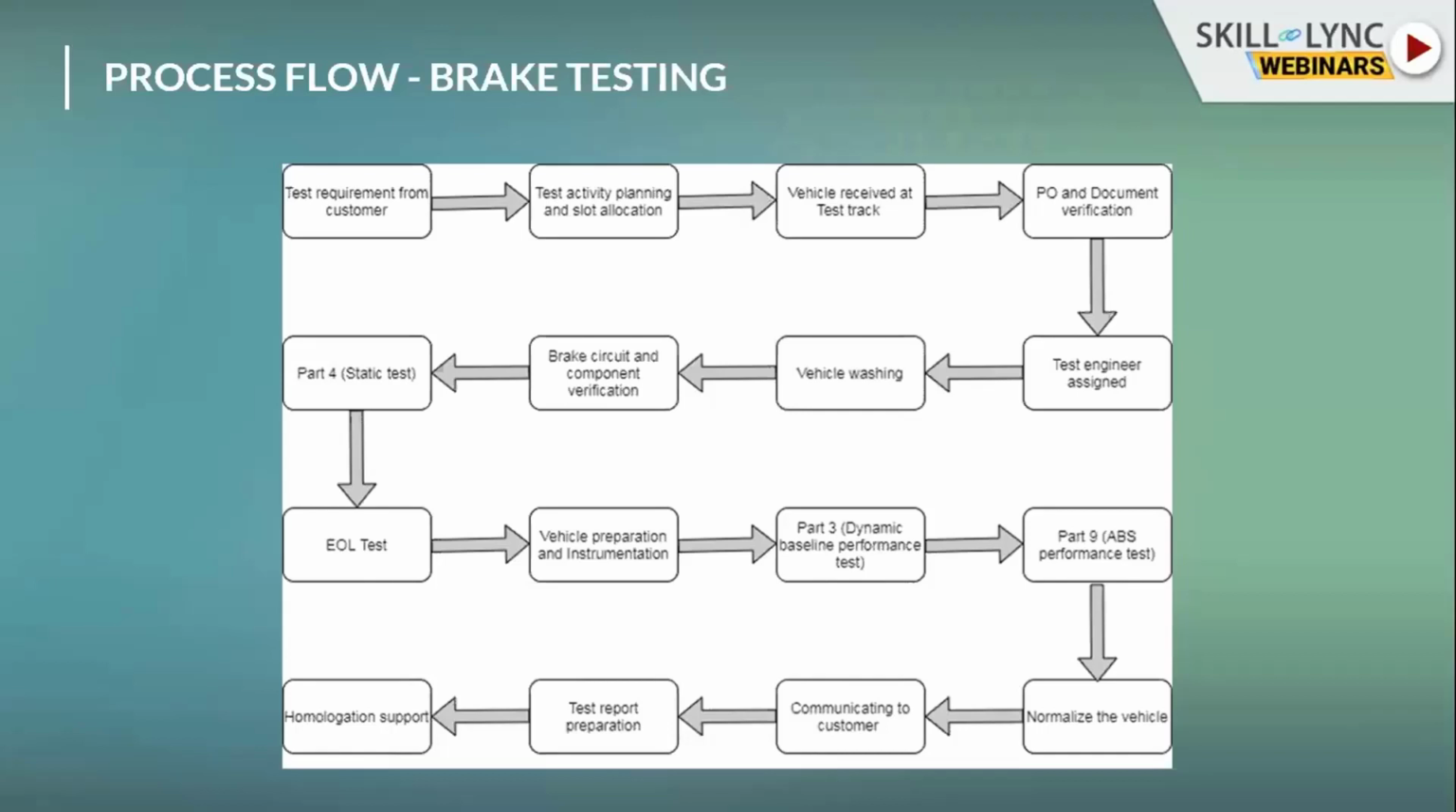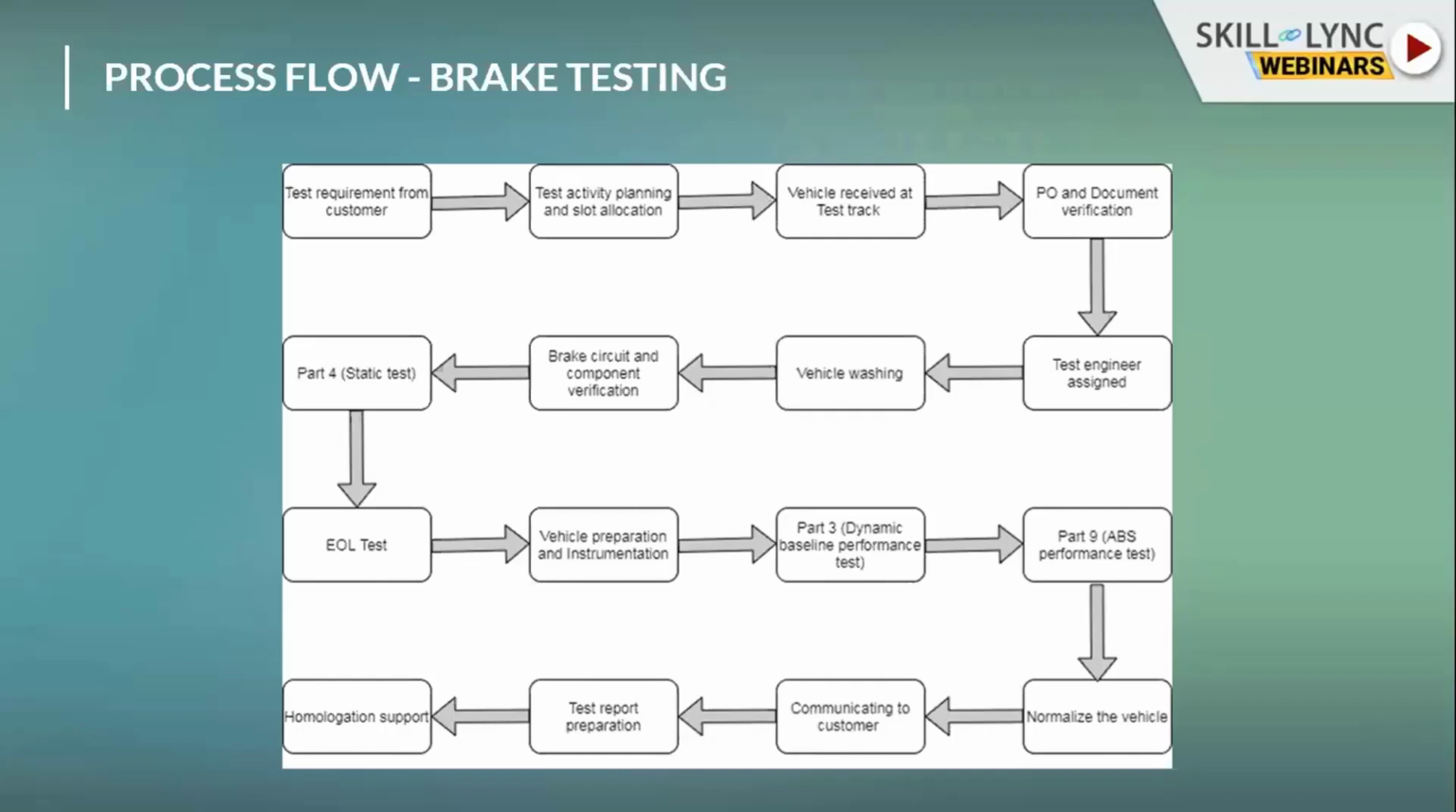Then the vehicle is completely ready for carrying out the dynamic test. We can couple the vehicle preparation and instrumentation, where vehicle preparation comes under tire pressure, load distribution, and other safety equipment which has to be present in the vehicle. After that, we take the vehicle for the part 3 dynamic baseline performance test, where the six tests given in part 3 dynamic have to be evaluated.